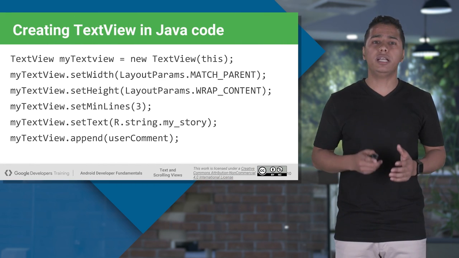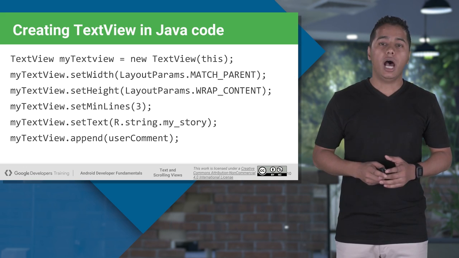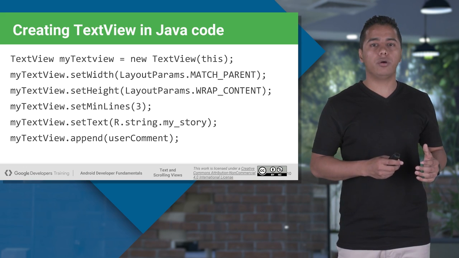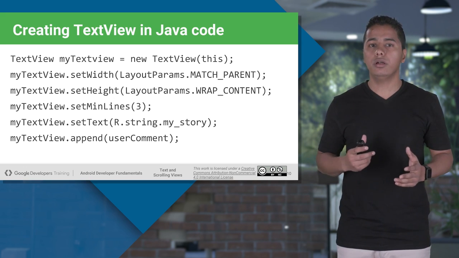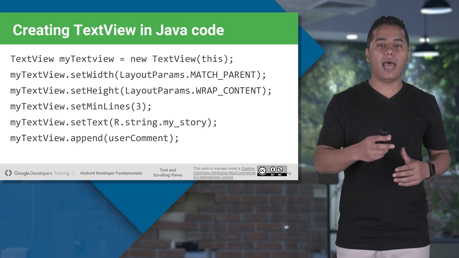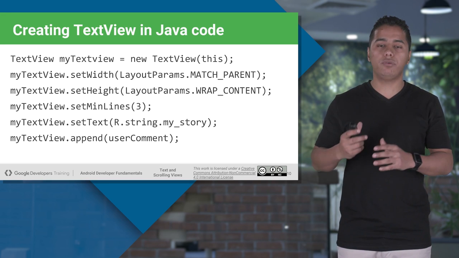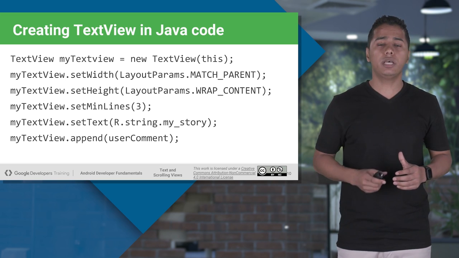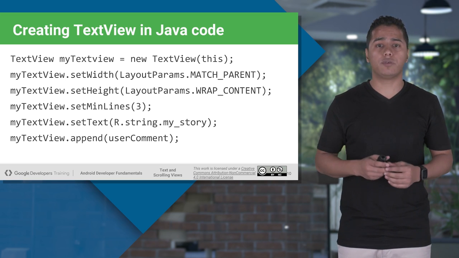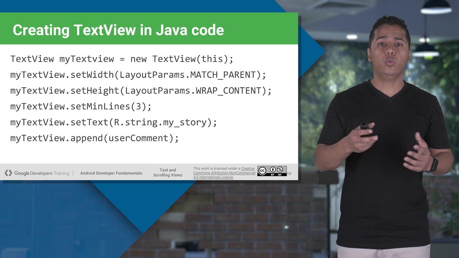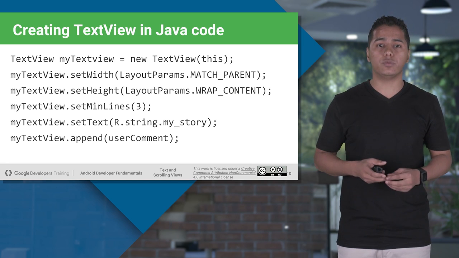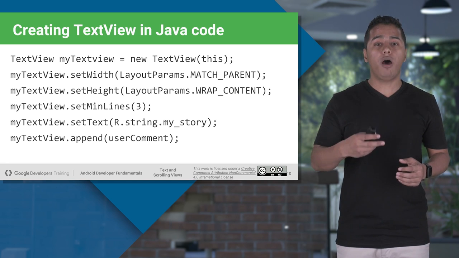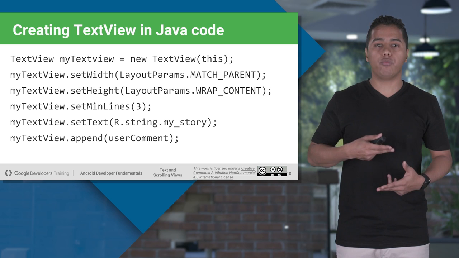So this is how you define your text view in Java code. What we just saw up until now is how you define your text view in your XML code. But at any point of time, if you want to define your text view from your Java code, this is how we do it. We need to create an object of text view, then set the width and height of the text view, and we can define how many lines we want our text view to contain.